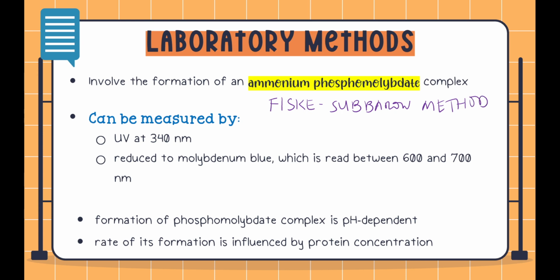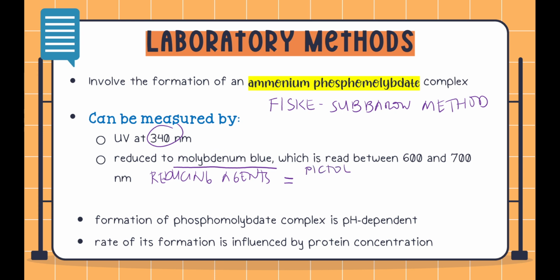Now, this ammonium phosphomolybdate product can actually be measured by either UV at 340 nm or by reduction method, reduce natin siya to become your molybdenum blue, which is read between 600 and 700 nanometer. Now, how do we reduce your ammonium phosphomolybdate into molybdenum blue? Marami po tayong mga reducing agents na pwedeng gagamitin. So, let me just write down what are these reducing agents that can be used. I'm not sure if nasa PowerPoint ko siya. So, let me just mention.